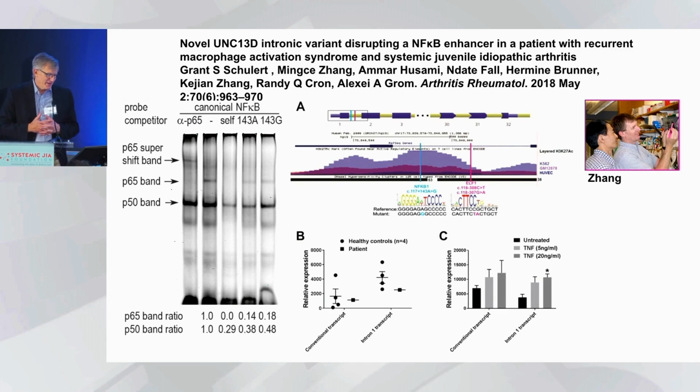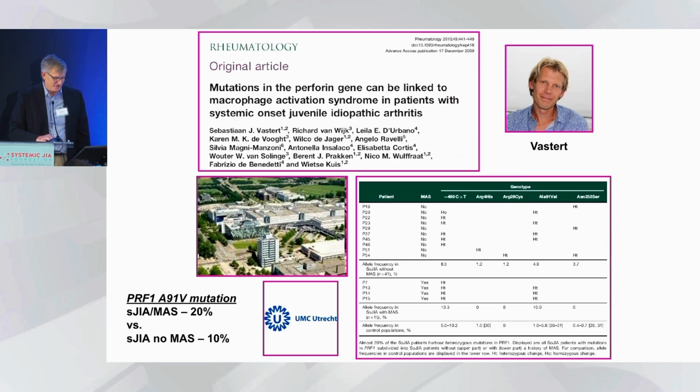Here's one that Alexei, Hermina and Grant had, a child in Cincinnati with systemic JIA who just kept getting MAS over and over again. They obviously knew what genes to look for, but could never find a mutation until they looked in the first intron. Then we collaborated with them and showed that it was a functional mutation that decreased expression by disrupting a transcription factor site.